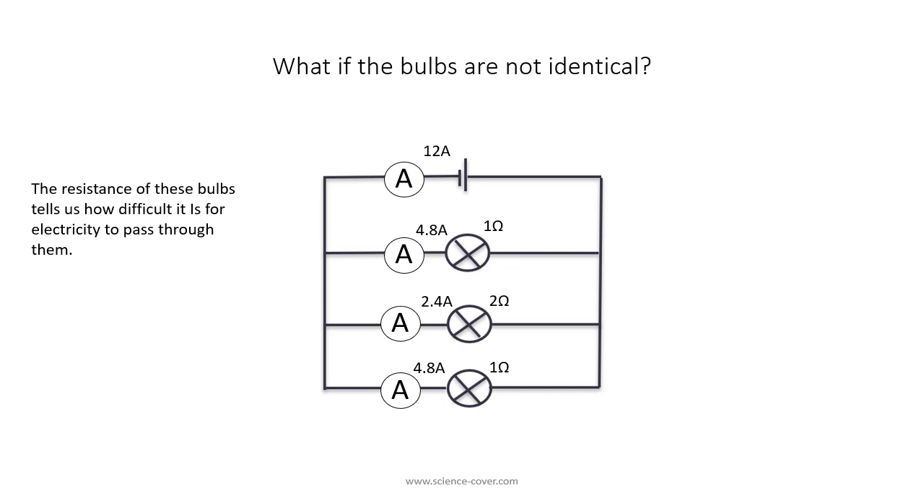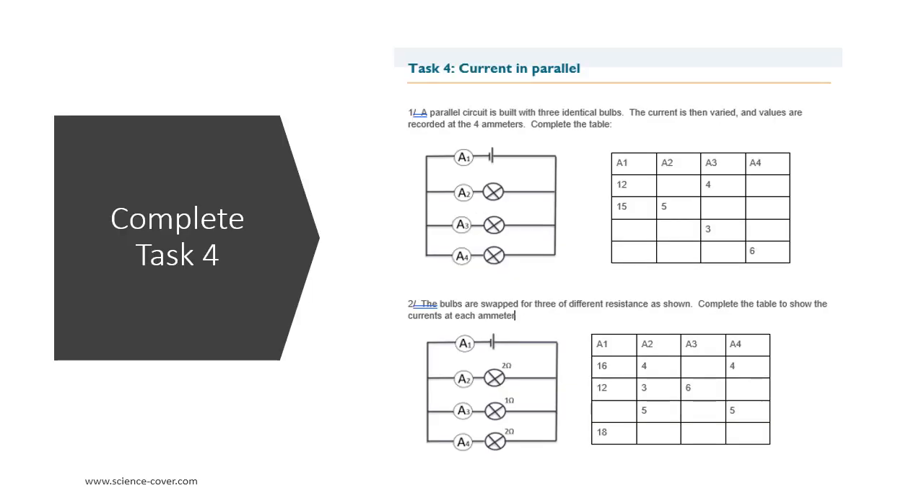Now we can see there's a relationship between the resistance of the bulb and the current that's taken that route. So for instance, if we look at the central branch, the 2 ohm bulb has got twice as much resistance as both the other bulbs in this circuit. What that means is only half the amount of current chose to take that route. Now pause the video and try task 4.